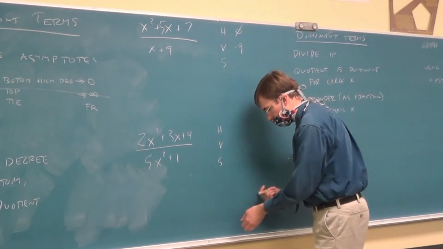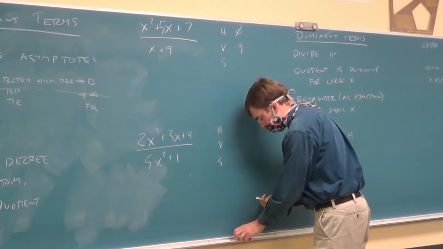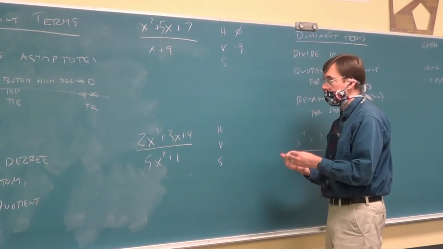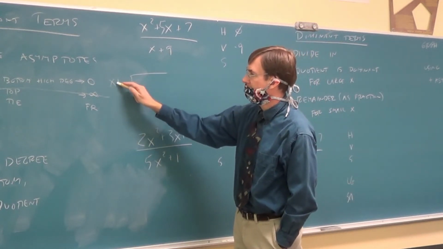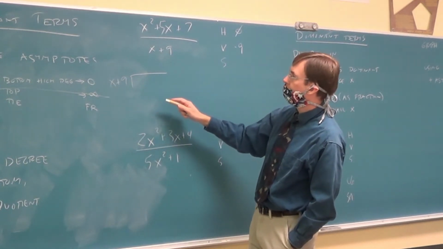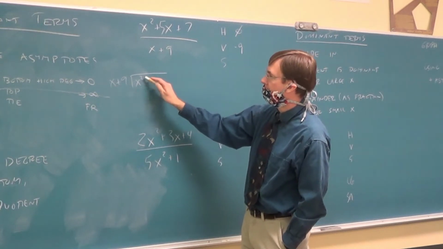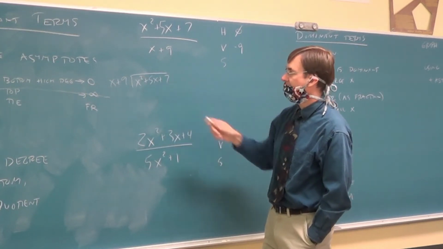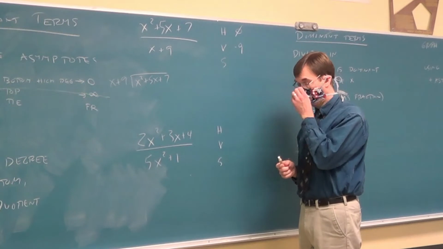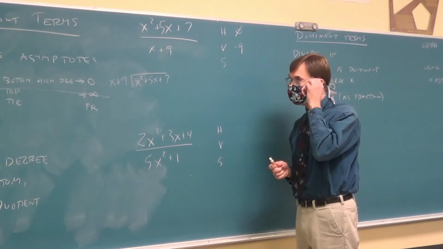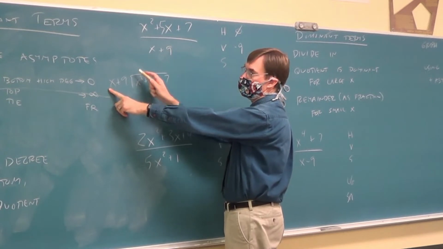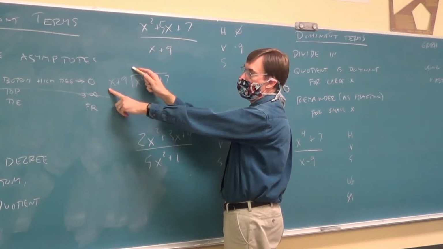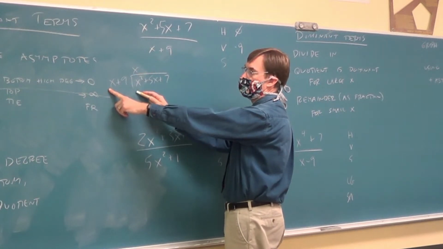Divide. So you have two choices for division. One choice, if you're more comfortable with it, is long division style. X plus 9 goes out, x squared plus 5x plus 7 goes in, and just divide the leaders. If we divide the leader of each group, that gets us x.